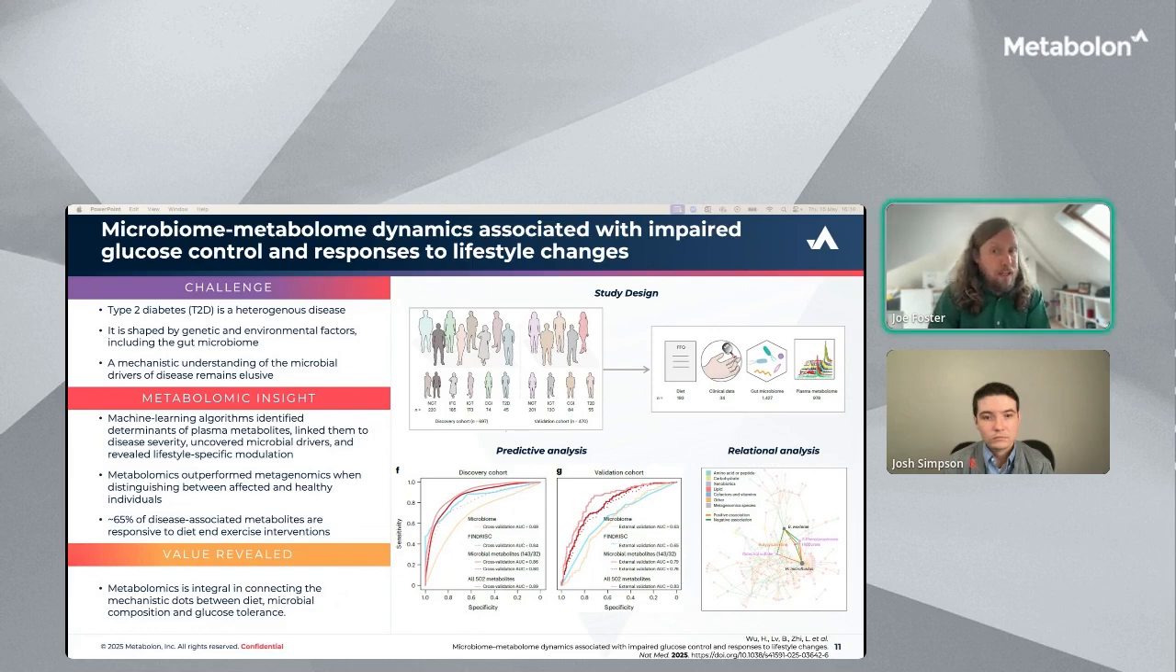They ultimately identified 502 metabolites that were linked to altered glucose control, 143 of which correlated to the gut microbiome. And a subset of these metabolites were able to accurately identify both prediabetes and type 2 diabetes, more so than just the metagenomics data alone. Overall, this study shows how metabolomics is integral in connecting those mechanistic dots between diet, microbial composition, and glucose tolerance.